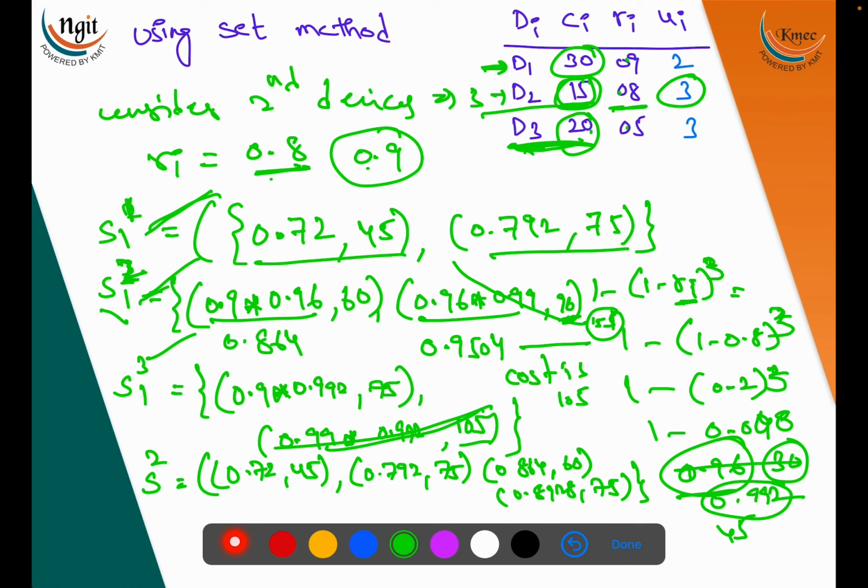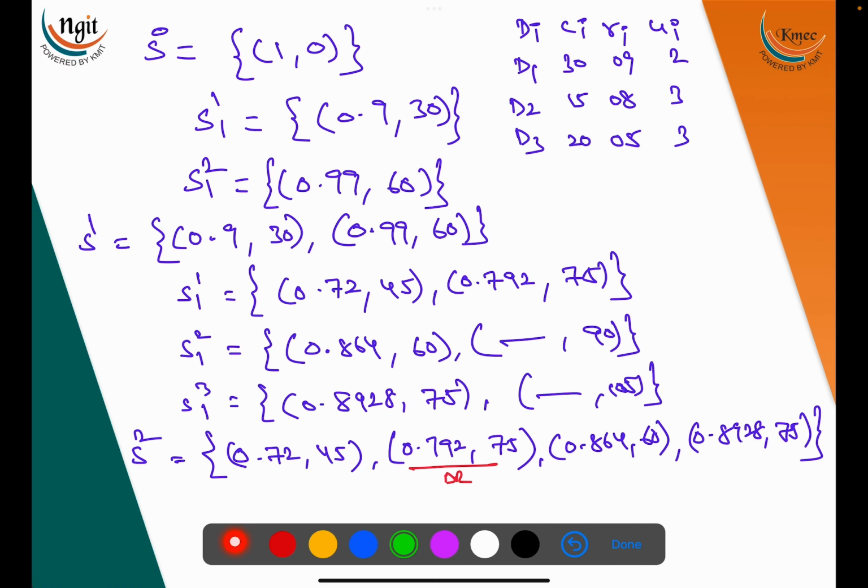The same way you have to calculate the reliability factor for S3. After you calculate even for S3, the set values are these. Now you have to focus more. When you got your S2 set, look at this. When I got the S2 set, I look at all these pairs of reliability and cost. Reliability is 0.72, cost is 45. Now the second pair: reliability has increased, and proportionally cost has also increased. Now look at this: reliability has increased but cost is decreased.